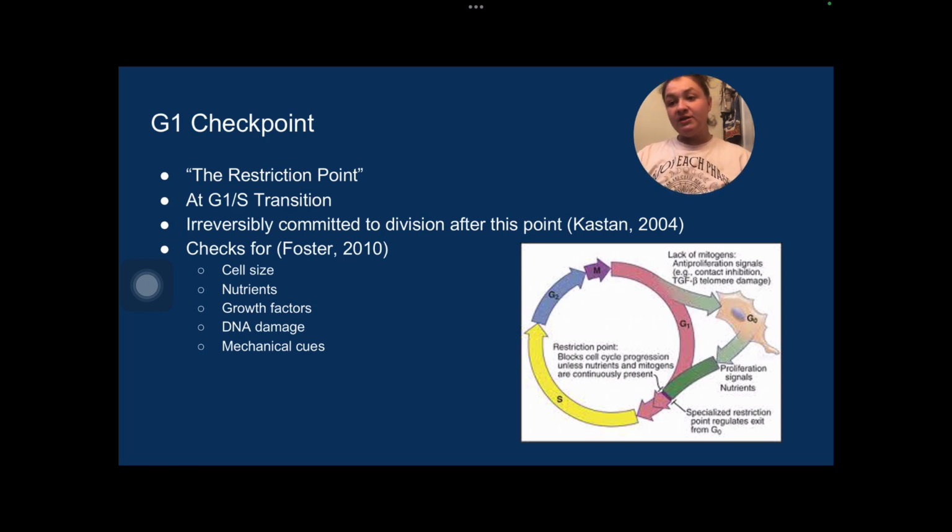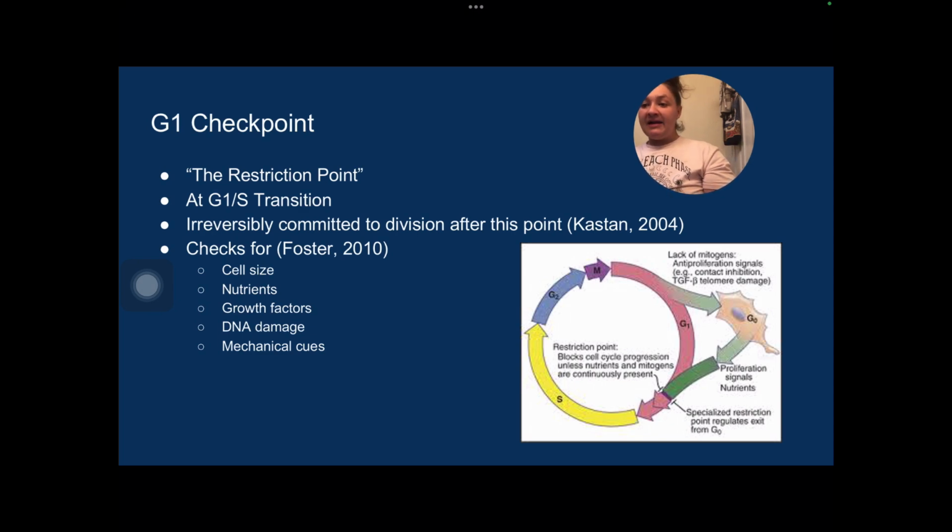The checkpoint ensures that the cell is ready to begin DNA synthesis and ultimately proceed to division. The cell checks for adequate cell size, nutrient availability, and DNA damage. The cell monitors its overall cytoplasmic volume relative to its DNA content. Cells need to maintain a certain ratio between their cytoplasmic mass and their DNA to ensure that after division, daughter cells will have sufficient cellular components to function properly.